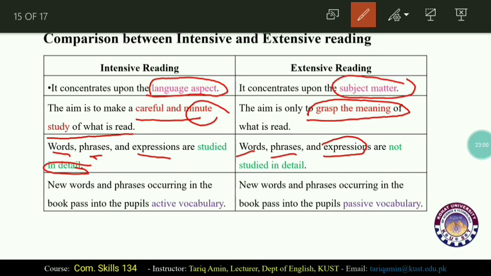The fourth point is that new words and phrases that you come across in a text pass into pupils' active vocabulary. We have discussed this point in the previous slide, that the different phrases, new words, and vocabulary that you come across in a text become part of your active vocabulary, whereas new words and phrases occurring in a text in extensive reading pass into the students' passive vocabulary. In short, intensive reading increases our active vocabulary, extensive reading increases our passive vocabulary.